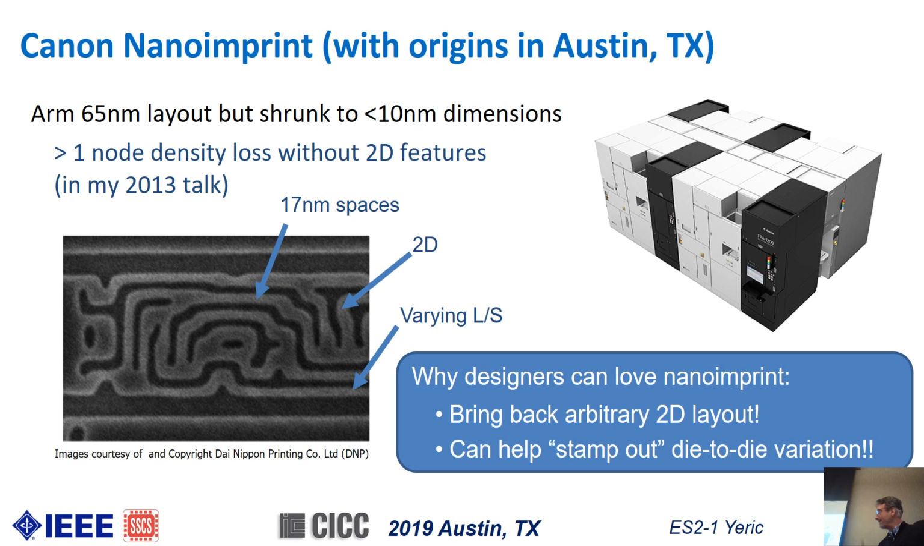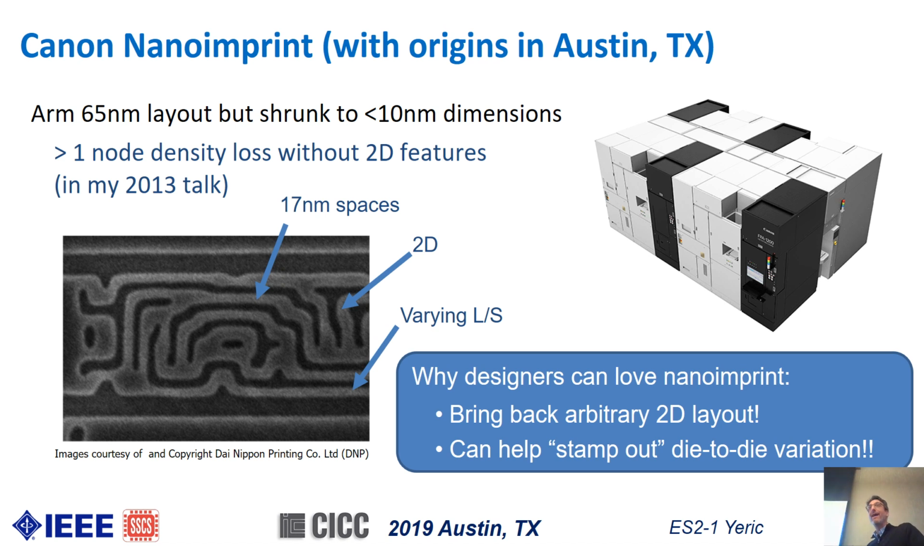Canon's pretty bullish on it, and as a designer, you got to love this stuff, because we've lost all that. I took a 65 nanometer layout that we shrunk to 7 nanometers and said, Canon, if you can print this, then we'll give you our seal of approval from ARM, right? Because all of the arbitrary two-dimensional features allow us to make really compact circuits, and we've lost that ability. In the current nodes, everything has to be just a straight line that you connect.